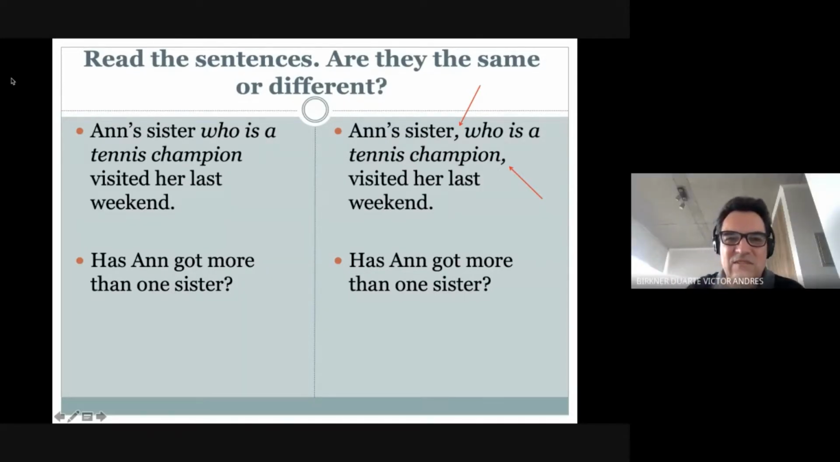In the first one, she has just one sister. That sister is a tennis champion, right? In the second one, probably she has more than one sister because she's speaking about the one who is a tennis champion, but probably she has more than one. Okay, so commas are important. If we omit the comma, we are probably changing the meaning. So it is important to put the commas in order to provide information that is important there. Right? All right, the answer is there.